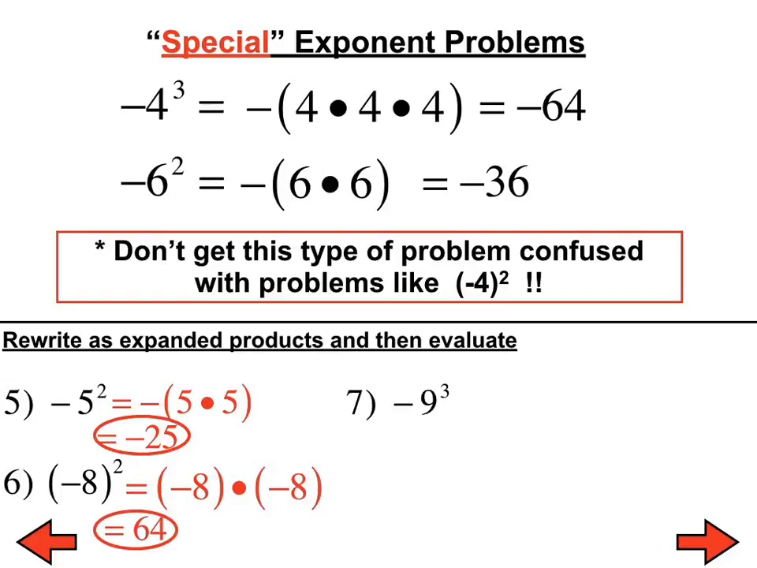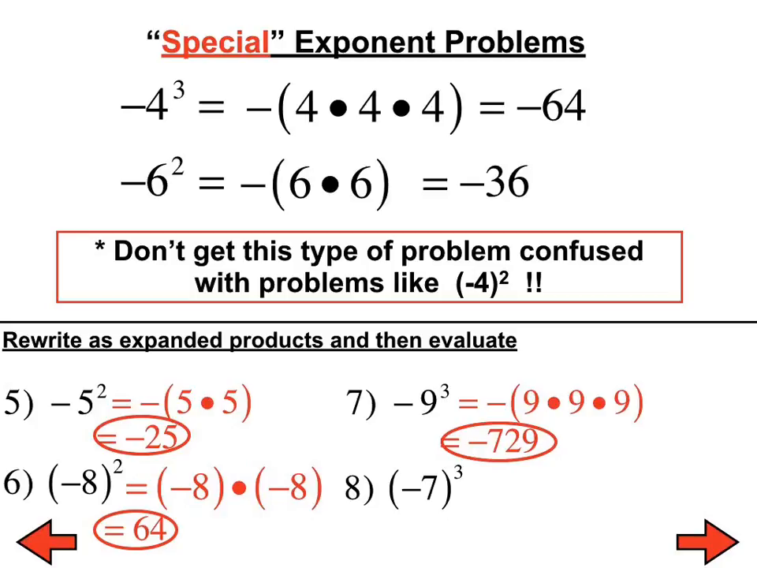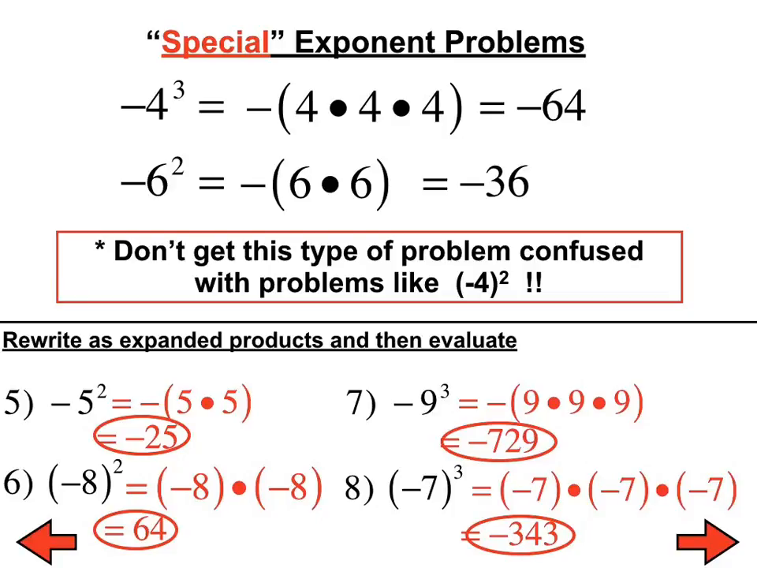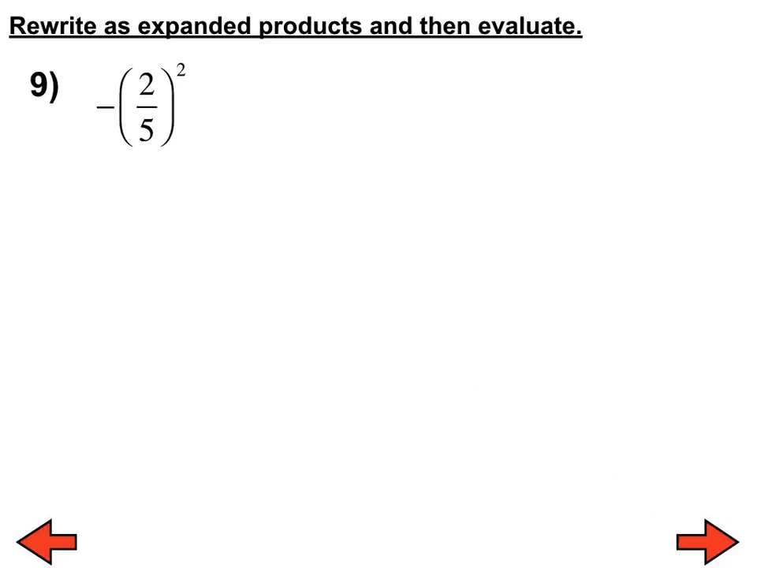Number 7, is the negative being repeated? No, it's not being cubed. So it hangs out in the front when you write it as expanded product. And only repeat the 9. So your answer would be negative 729. Is number 8's negative being repeated? Yes. This one is. So your answer will be negative 7 times negative 7 times negative 7, which is negative 343.